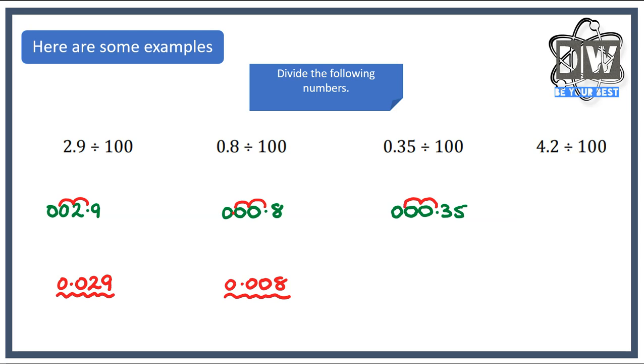And there you go. My new answer is 0.0035. And last but not least, and I've said that a few times today, we're going to move that 2 spaces. So we end up with 0.042.